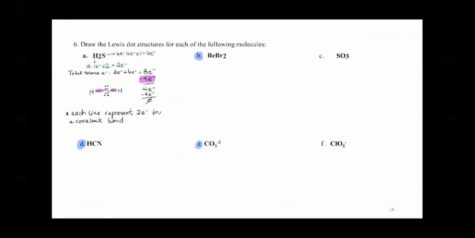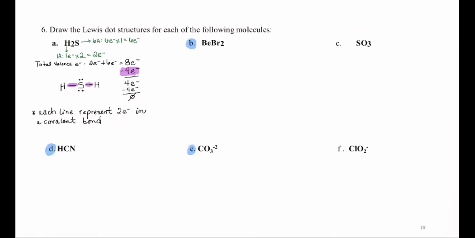So tomorrow in class, we are going to proceed and do the other examples that we have here for Lewis dot structures. So make sure that you review Lewis dot structures, how to find the valence electrons, because that is what we are going to be doing tomorrow in class. So that's all for today.